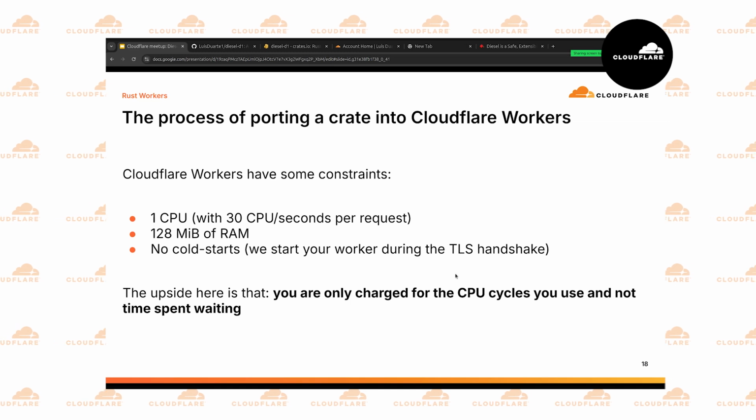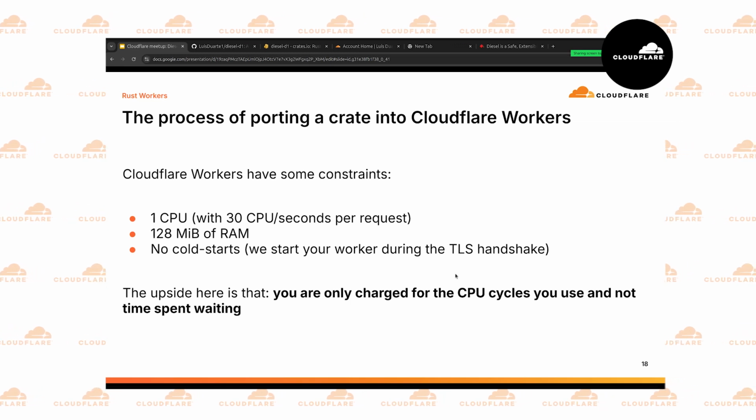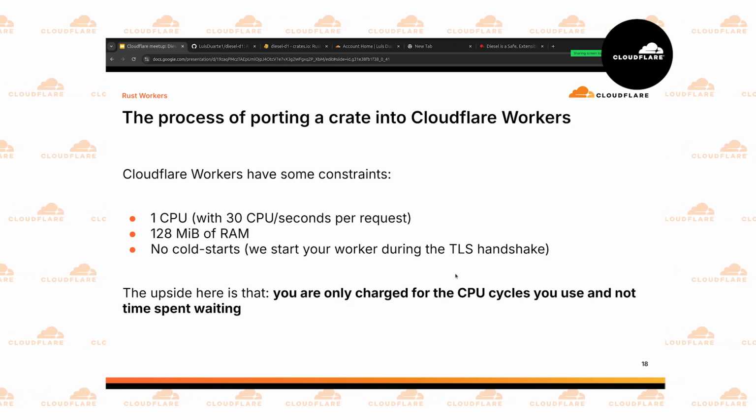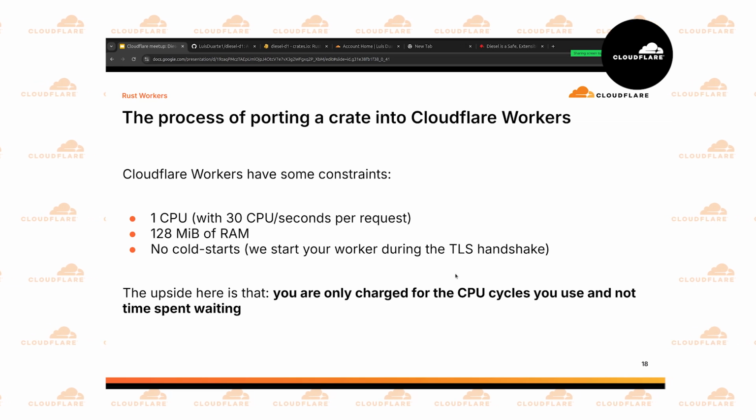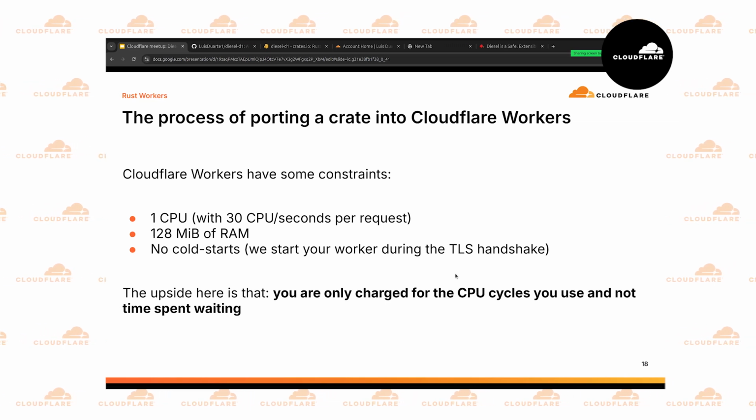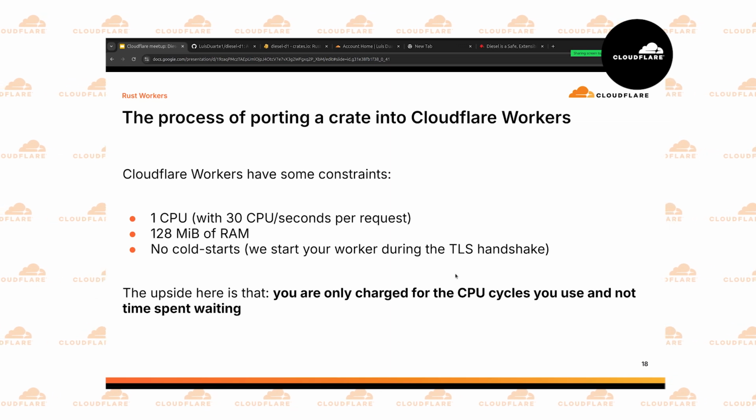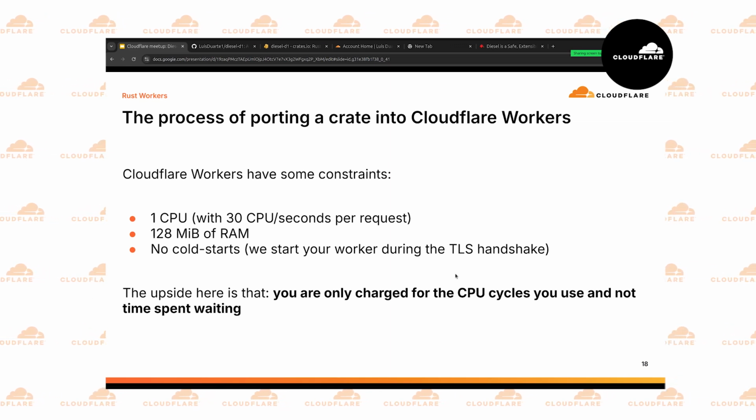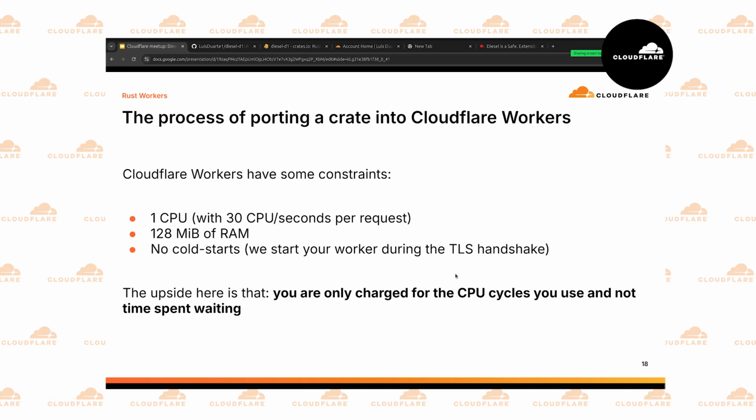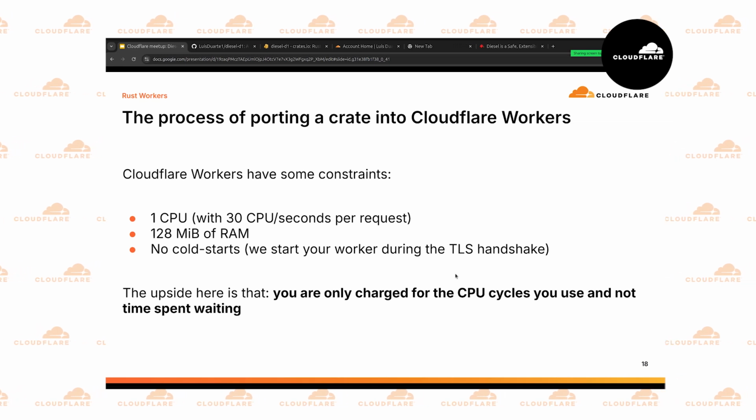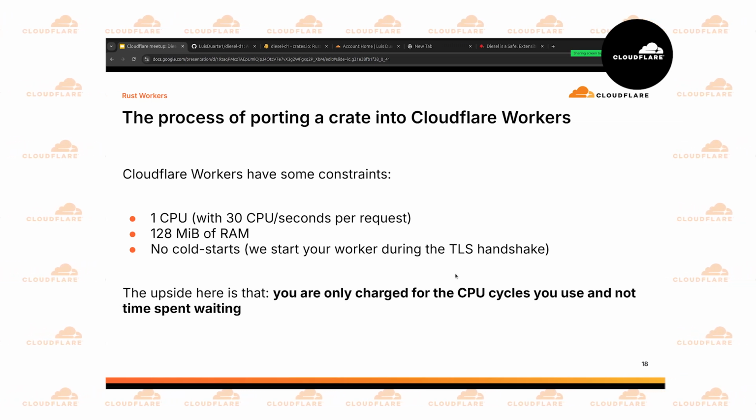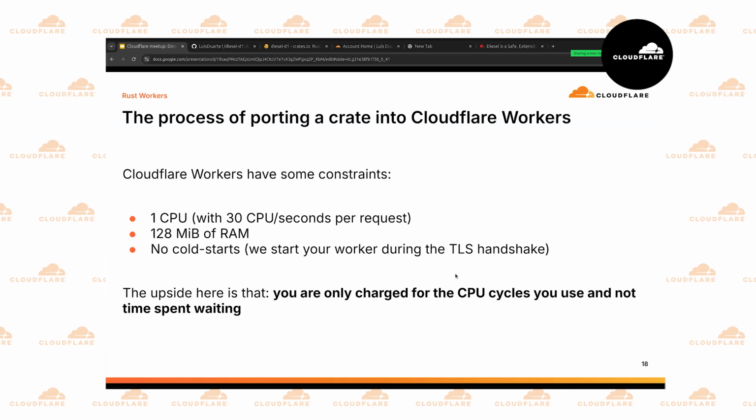And there's also a nice upside. You only get charged for the CPU cycles, for the CPU seconds that you use. So if you need to wait for an AI inference to run and it takes 30 seconds, you are not charged 30 seconds. You are charged for the processing time. It can be 2-3 milliseconds depending on your worker.